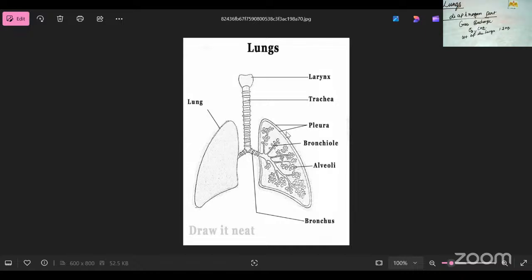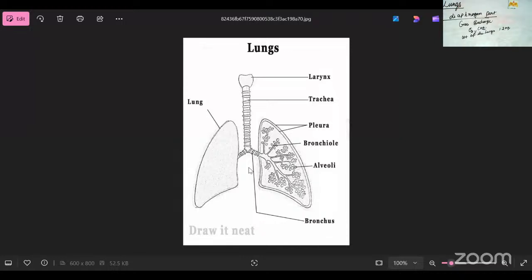The outer covering part is known as the pleura. The branches are bronchioles. This is the alveoli. Bronchus means the two parts; the lungs are divided into two parts, that is known as the bronchus.